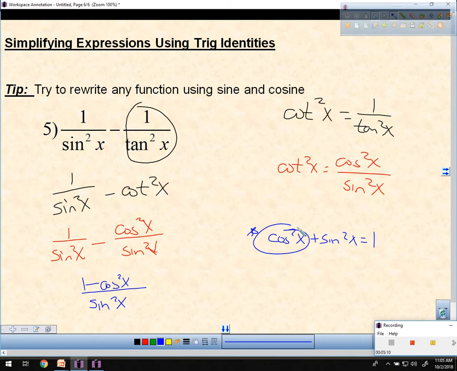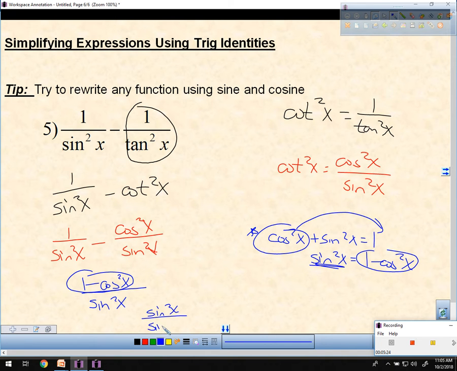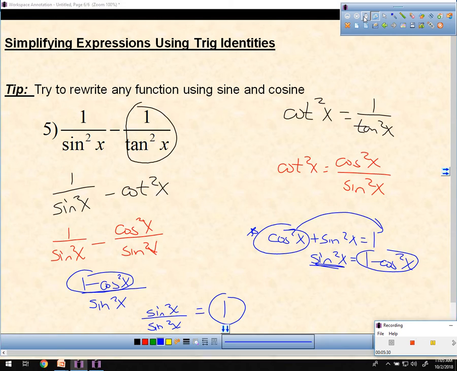If I manipulate this and move it over, I would say that sine squared is equal to 1 minus cosine squared, and sure enough, that's what I have. So 1 minus cosine squared is equal to sine squared over sine squared, and sine squared over sine squared is just equal to 1. So that answer would just be 1.